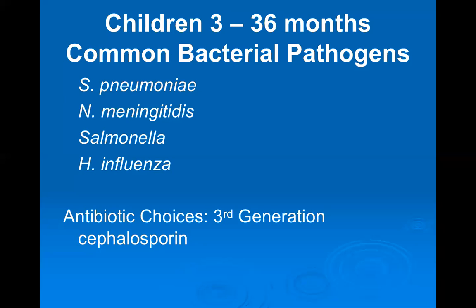Why am I not using ampicillin now? Where is ampicillin here? Because there is no Listeria monocytogenes. Excellent answer, because there is no Listeria monocytogenes. That's why no ampicillin. And all of these organisms are covered by a third generation cephalosporin. Now we can safely use ceftriaxone in this age group, or you can go for cefotaxime as well, any one of them.